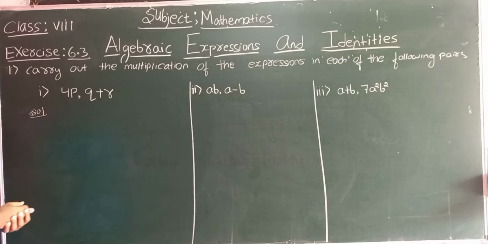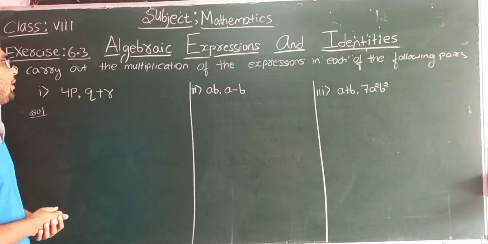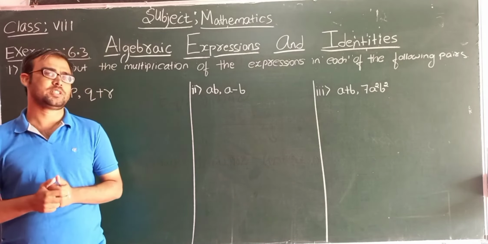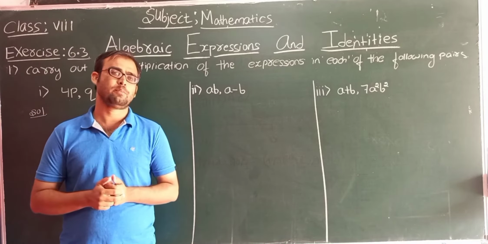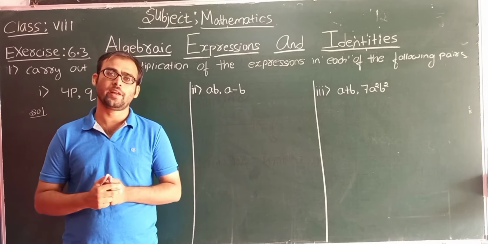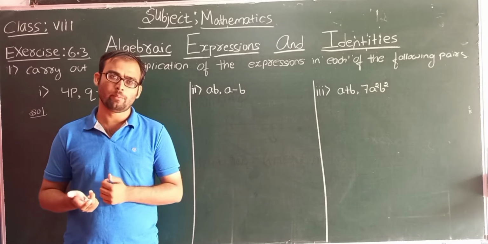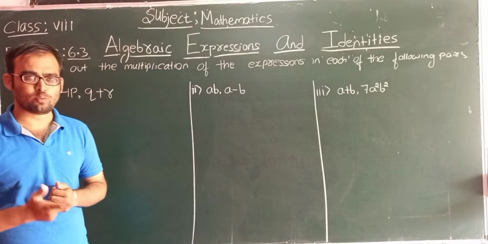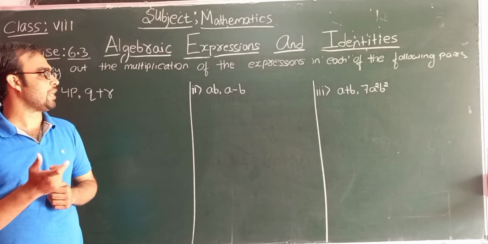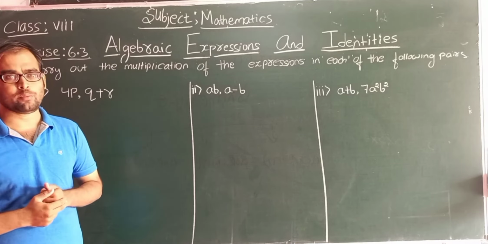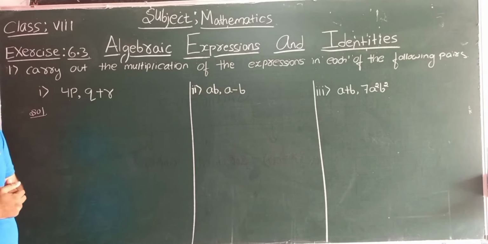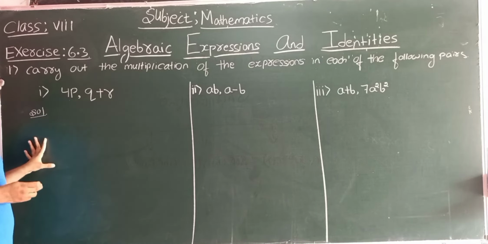Here they have given: carry out the multiplications of expressions of each of the following pairs. So students, in this way we have to find the product of the pairs. Here they have given one monomial and one binomial in these pairs, and we need to find the product of these pairs. So let us start with the first one.